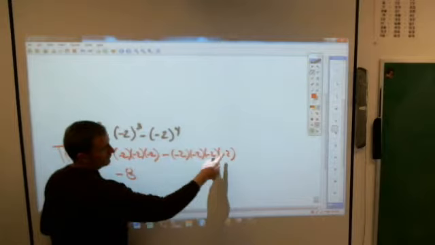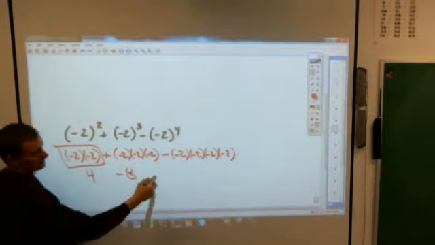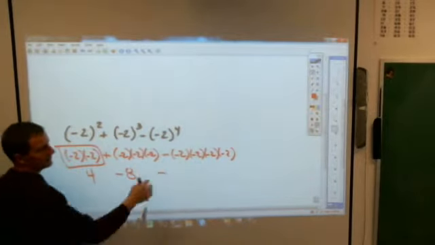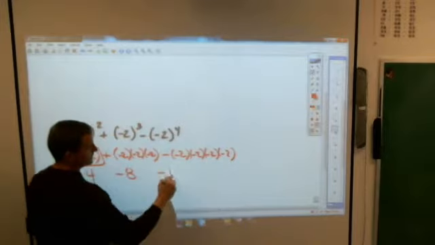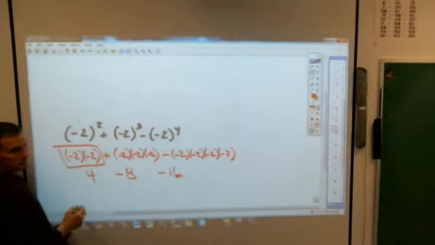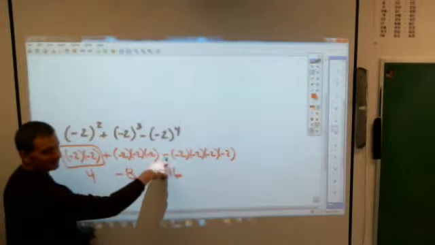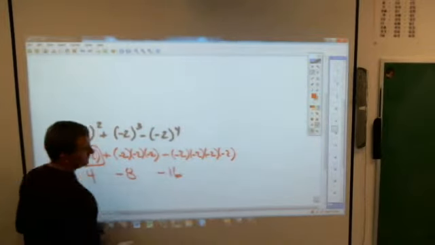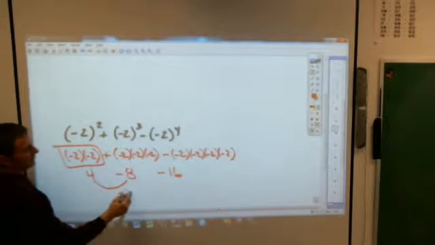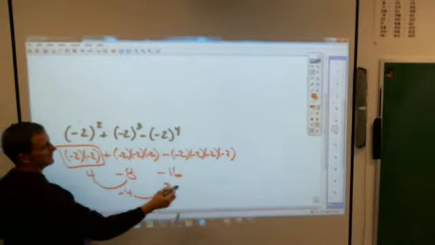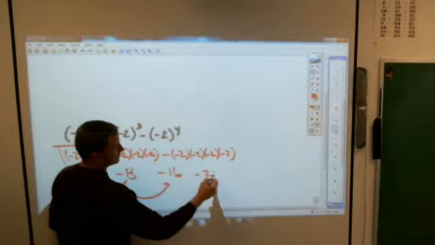1, 2, 3, 4, 5 negatives means it's negative, odd number of negatives. 2, 4, 8, 16. Isn't there only 4? What? Isn't there only 4? A minus sign is a negative. Oh. 1, 2, 3, 4, 5. 4 minus 8 is negative 4. Negative 4 and negative 16. Negative 20.